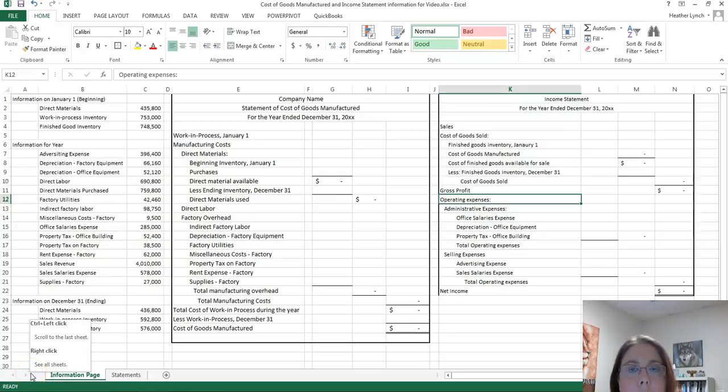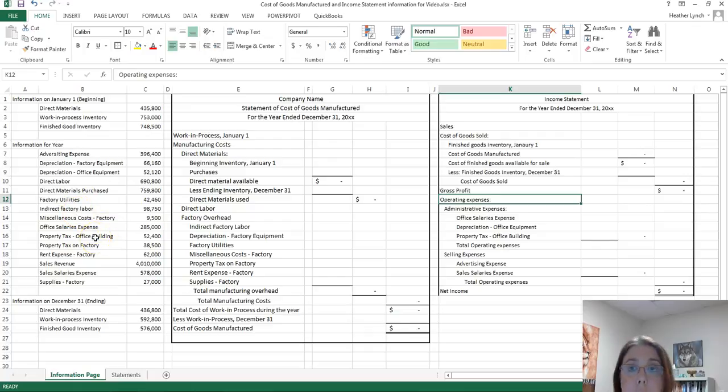Hello everybody. So we are going to look at how to do a cost of goods manufactured in an income statement for a manufacturing company. And what I've done is I've set up a generic example here where I have information for January 1st at the beginning of the year, I have information on December 31st for the end of the year, and all my information that happened throughout the year.